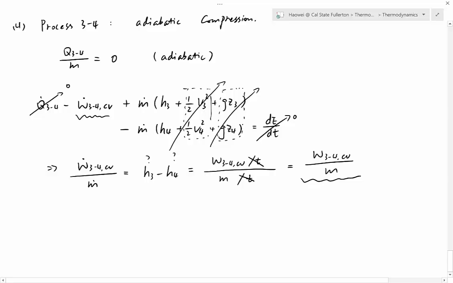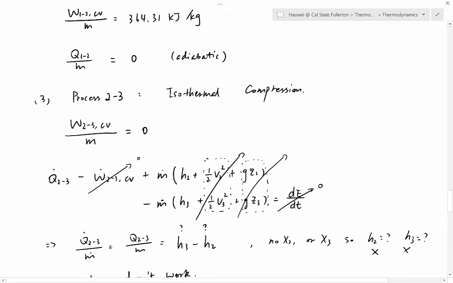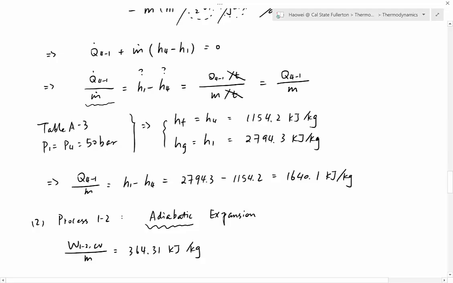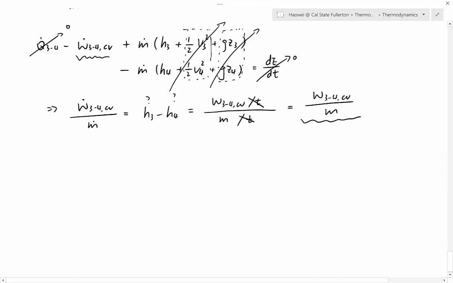H3 and H4. What about H4? Do we have H4? We actually have H4 already when we were doing part 1. HF is equal to H4 and the solution is 1154.2. So we actually have H4 already. The only thing we need is to find H3. How do we look for H3?